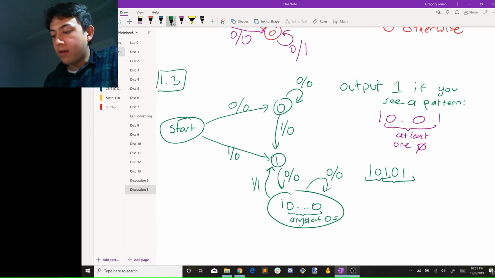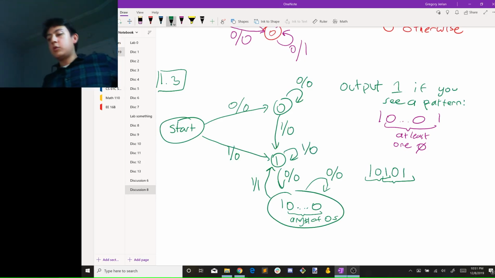We have an outgoing edge from 1 if there's a 0, but if there's another 1, what should we do? Well, if we get 1 1 like that, we should just go back to where we were, because we could still get another pattern, right? These 2 1s both mean we could be starting a pattern. So in this case, if we get a 1, we should just go back. And that's the end of our FSM. So, congratulations, me. Cool.